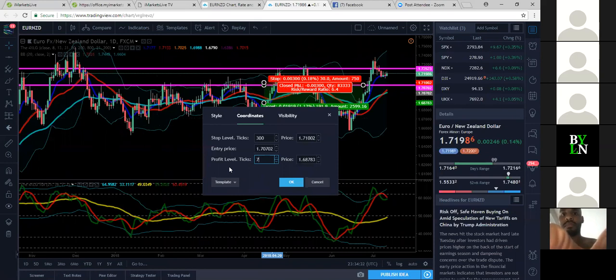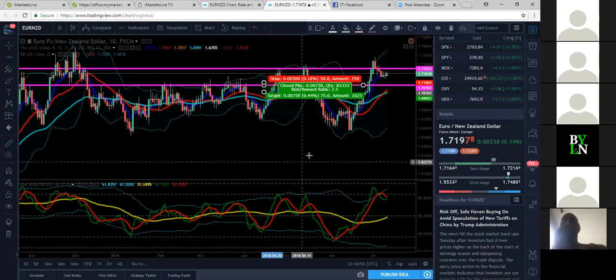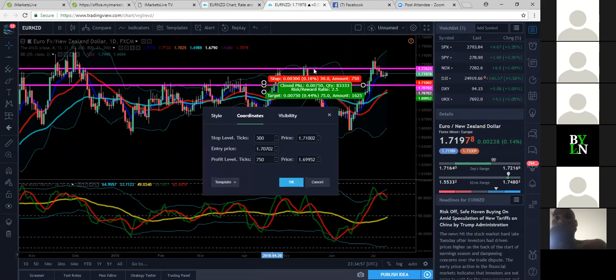Daily is 75. So how would I write 75 here? Should be 750. Correct. 75 and a 0 for the ticks. So then I go and press OK. When I press OK, then I come back to the gear, to the settings.